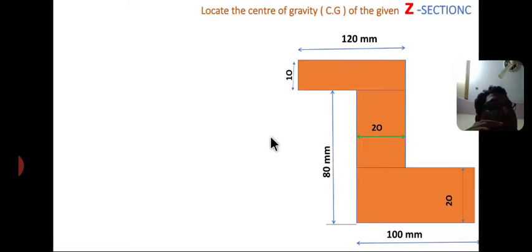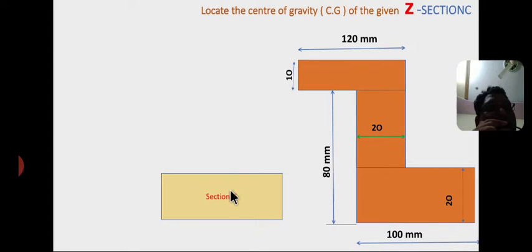So first of all, the given Z section is split up into 3 small rectangles. This is the first rectangle. I treated it as section 1, and the dimensions are base B1 equal to 100 mm, and depth or height D1 equal to 20 mm. So these are the dimensions.